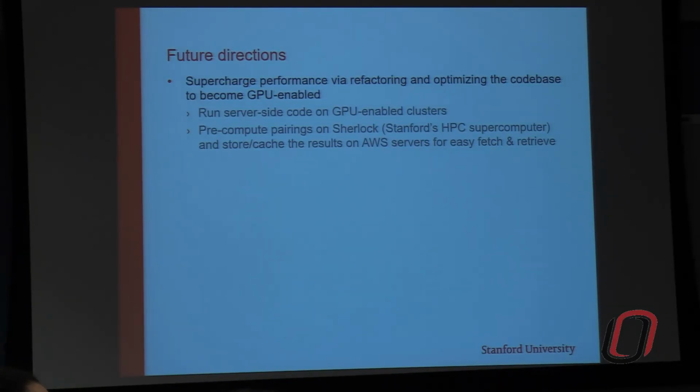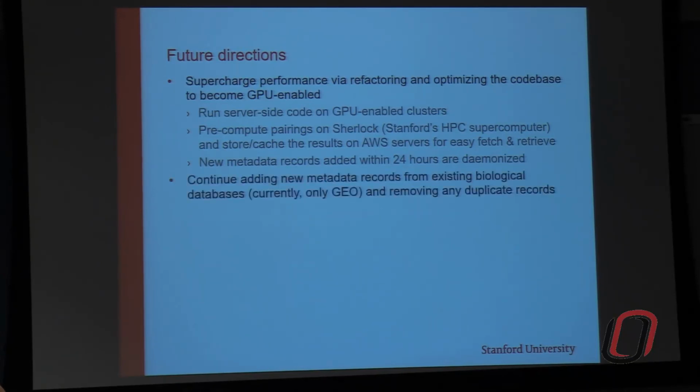I've already done all the back-of-the-envelope napkin calculations for doing this, and got the A-OK from the Sherlock team. Any new metadata records that come in are all daemonized. Within 24 hours, they get like 10, 15 new data sets, and you can get that done within 24 hours. It's really nice because you get to experience the sheer power of the GPU and you get to daemonize your code. I mean, it's pretty great, fun all around.